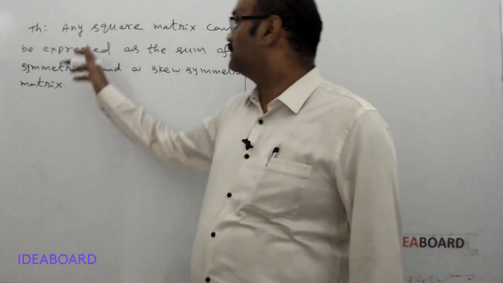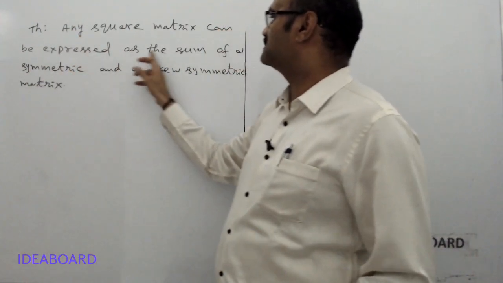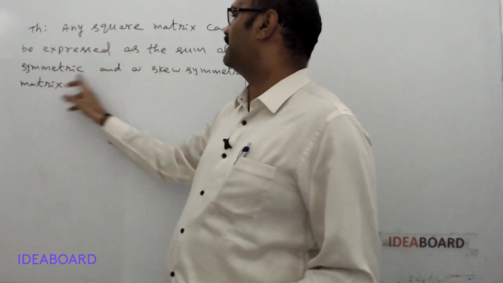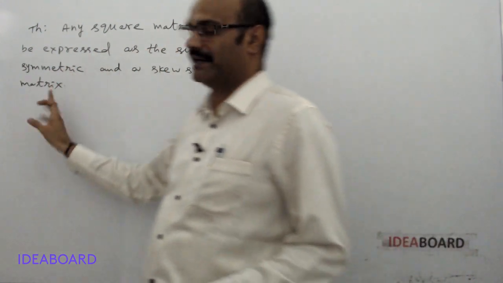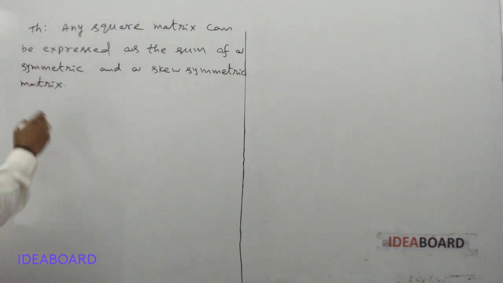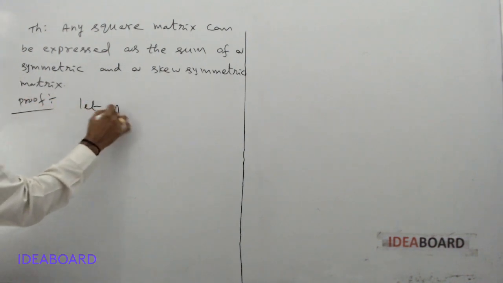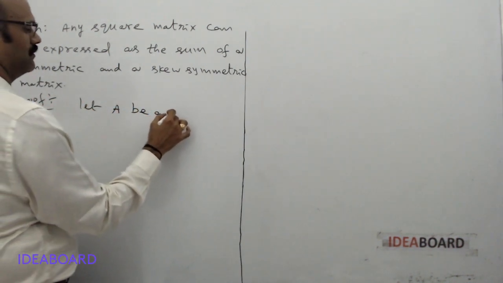Next theorem. Any square matrix can be expressed as the sum of a symmetric and a skew symmetric matrix. Now let me take A is any square matrix. Proof. Let A be any square matrix.